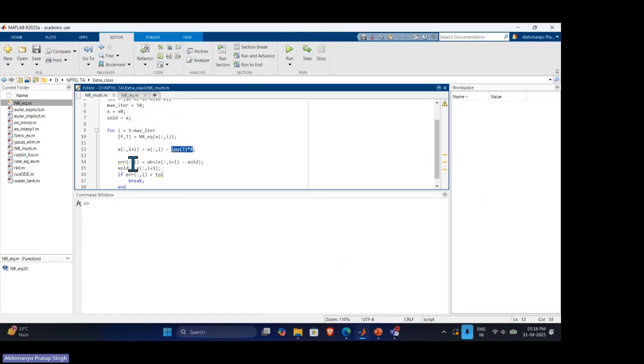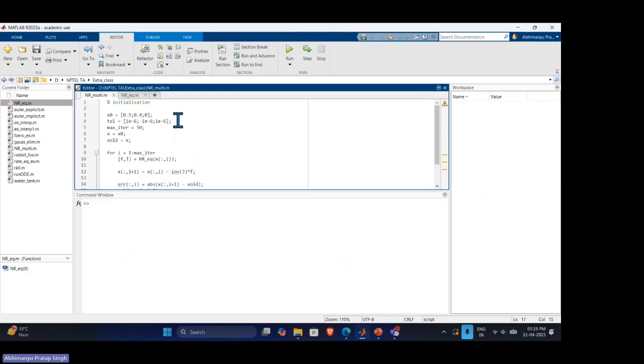Then I calculate the error. I calculate the absolute values of the difference between the current x value and the old value. Right now x old is just my initial value, but eventually it changes. Once this error has been calculated, I change my x old to the current x that we have calculated. Then we check for the tolerances. This error is a 3 cross 1 vector, because xi plus 1 is a 3 cross 1 vector and x old is a 3 cross 1 vector. The absolute just gives me the absolute value, so it's still a 3 cross 1 vector. That is why this tolerance vector is also a 3 cross 1 vector.